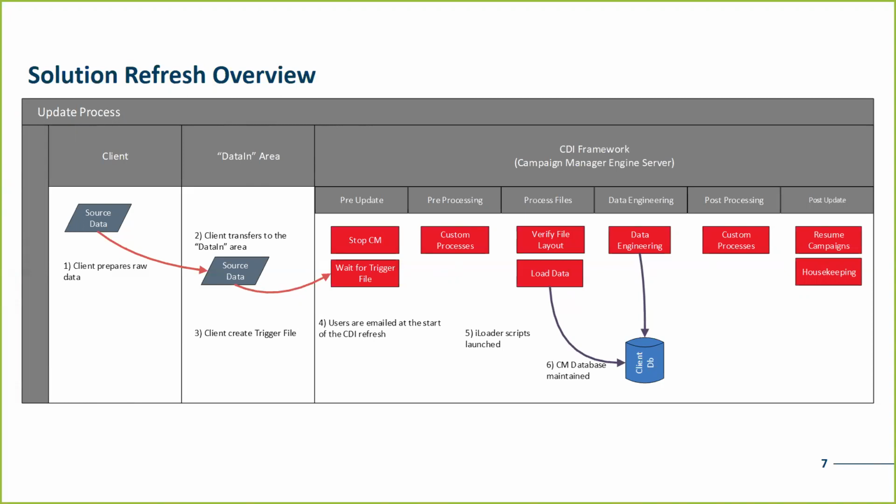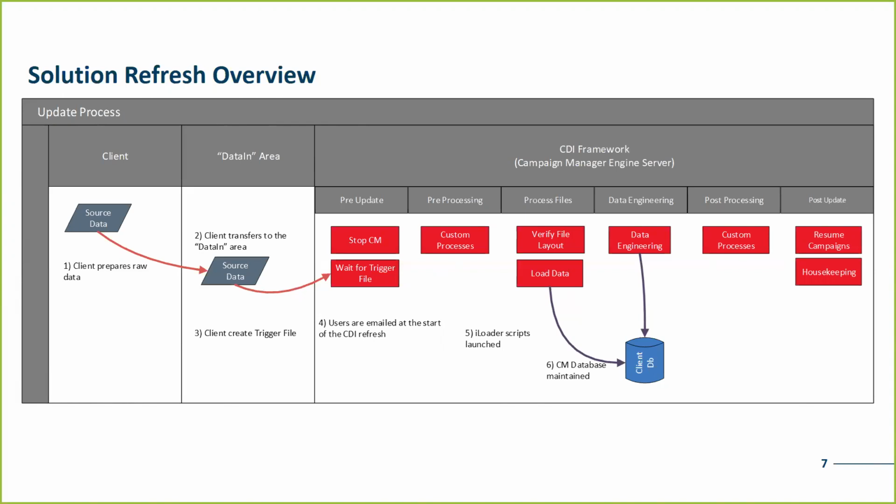We then move on to process the data files. So initially we verify the file layout. What we actually do is check the first 150 rows of data and just make sure that there's the right amount of columns based on the delimiter that we've specified. If we're happy with the file layout, we will then go on to load the data into Campaign Manager.